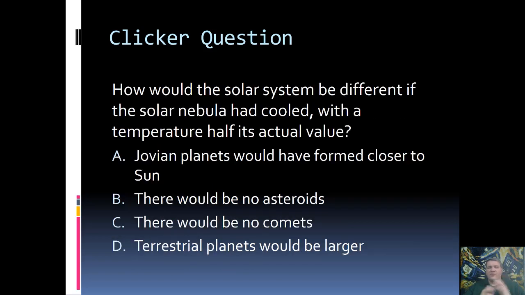And here's our fourth lecture quiz question. How would the solar system be different if the solar nebula had cooled with a temperature of half its actual value? A, Jovian planets would have formed closer to the Sun. B, there would be no asteroids. C, there would be no comets. Or D, terrestrial planets would be larger. Go ahead and think about it, and we'll discuss in just a bit.